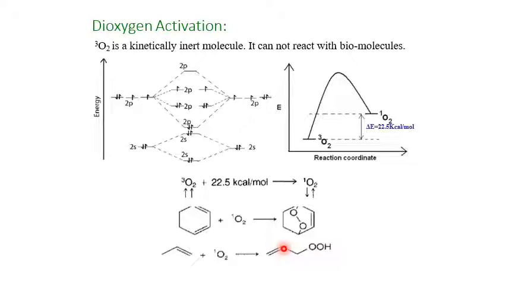But if you can provide sufficient energy, that is 22.5 kcal per mole, it will convert to singlet oxygen. Now singlet oxygen is very reactive, highly toxic in nature. It will oxidize the organic substrate as shown over here. In this example, this diene, this alkene, will form this hydroperoxide, this endoperoxide type bond formation. So for dioxygen activation, you would need sufficient energy. The energy value is given over here, and it will form singlet oxygen, and that will do the reaction.